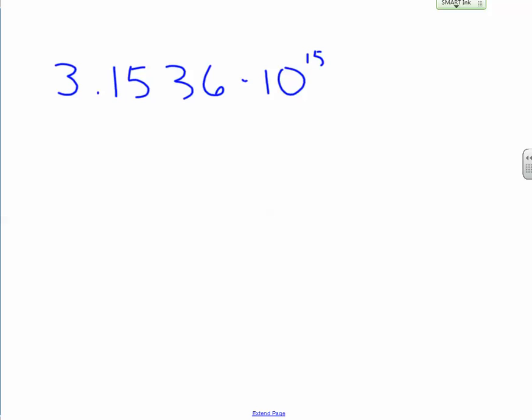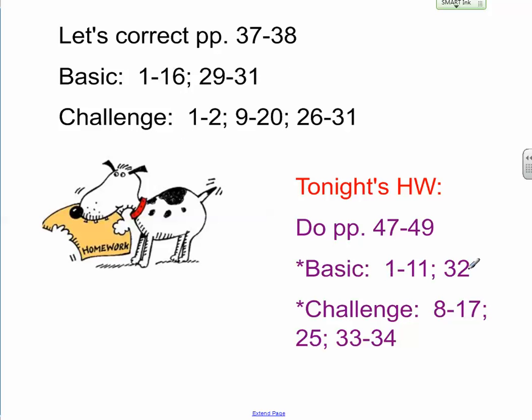All right, and then we corrected this homework, and this is tonight's homework. So you may choose the basic or the challenge.